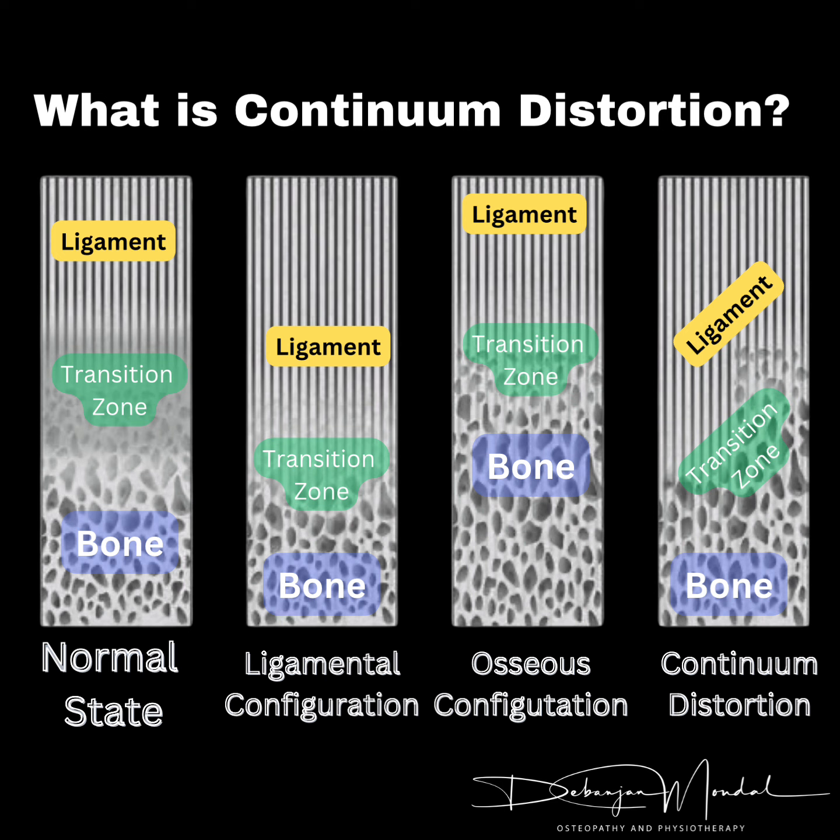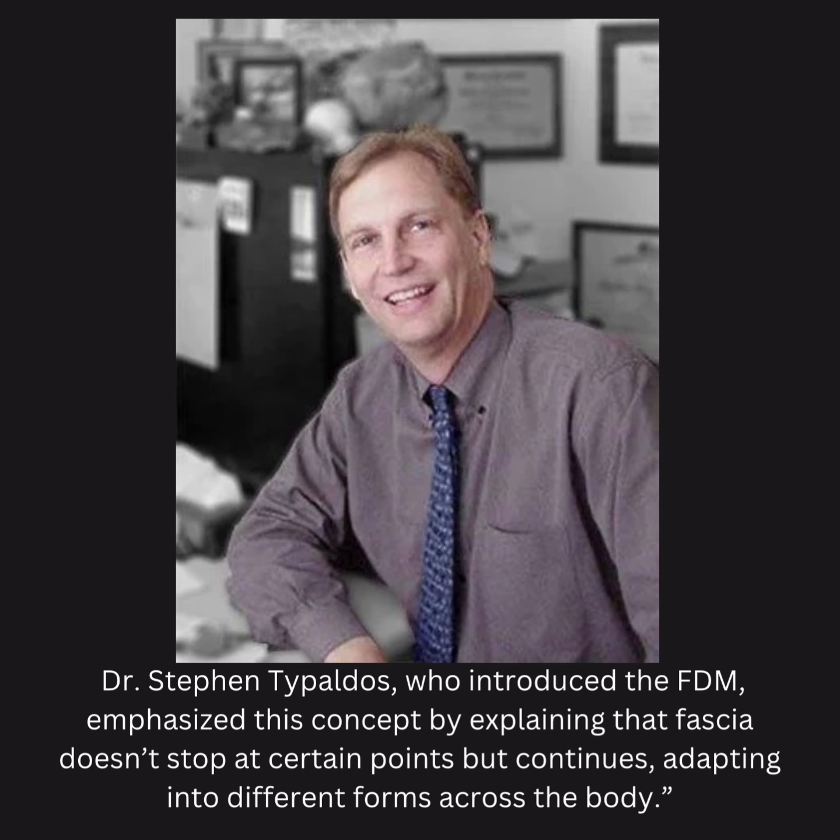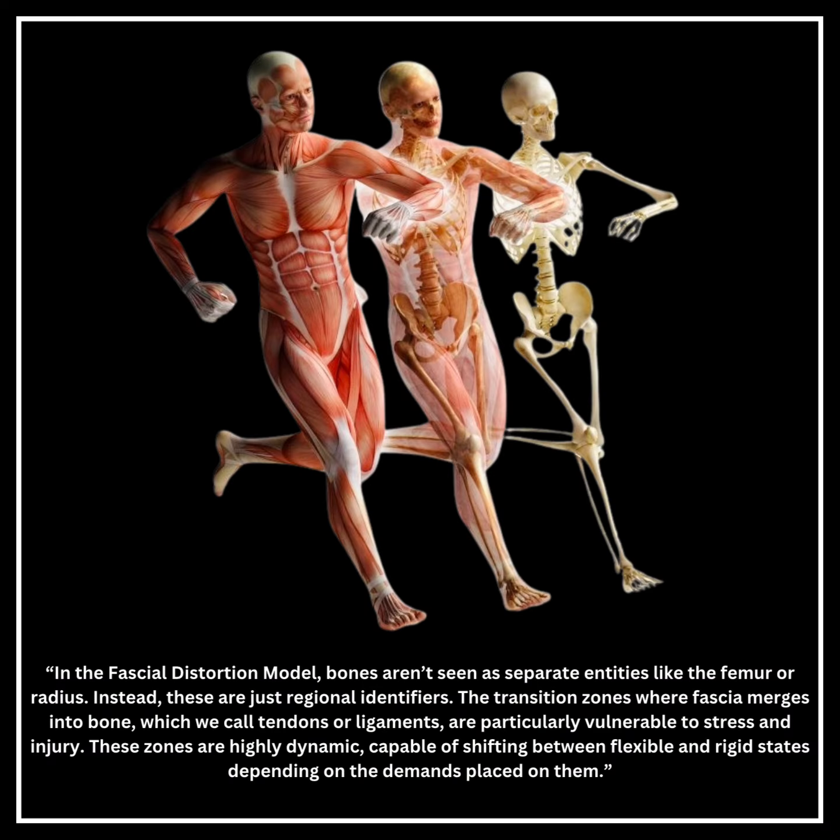The key idea here is that the human body is not made of separate parts like bones, ligaments, or tendons, but rather it is all part of a continuum, a seamless structure. Dr. Stephen Typaldos, who introduced the FDM, emphasized this concept by explaining that fascia doesn't stop at certain points but continues, adapting into different forms across the body. In the fascial distortion model, bones aren't seen as separate entities like the femur or radius. Instead, these are just regional identifiers.